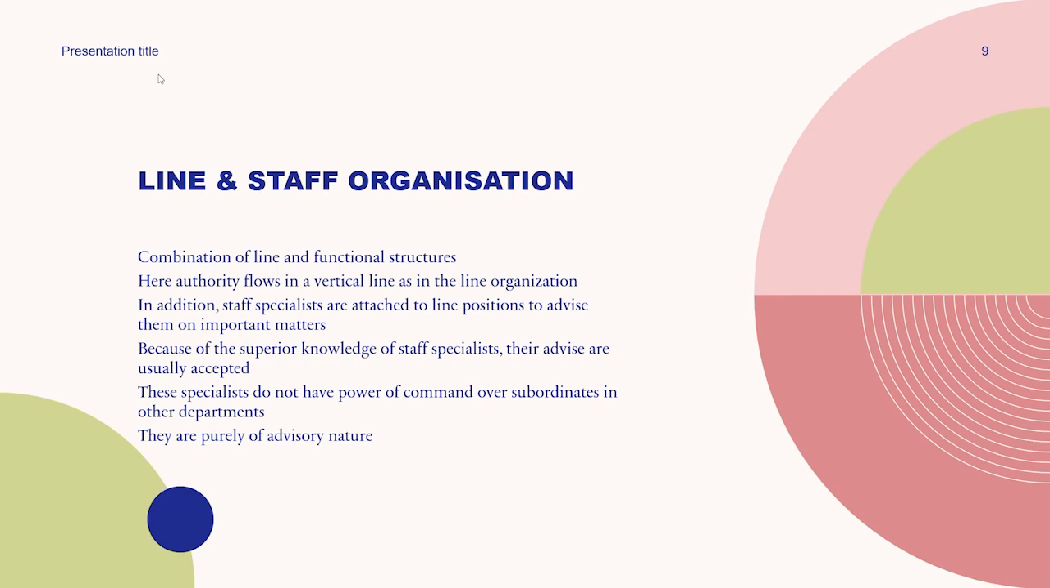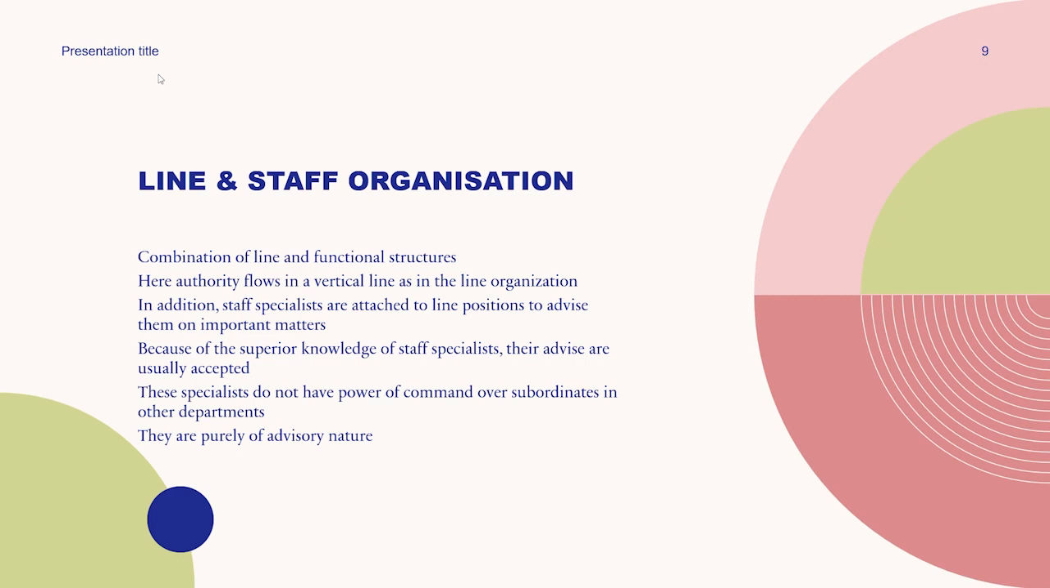The disadvantages of line and staff organization are, first one, confusion. There is possibility for confusion throughout the organization as to the functions and positions of staff managers in relation to line supervisors. The staff may be ineffective for lack of authority to carry out its functions. That is the second drawback.